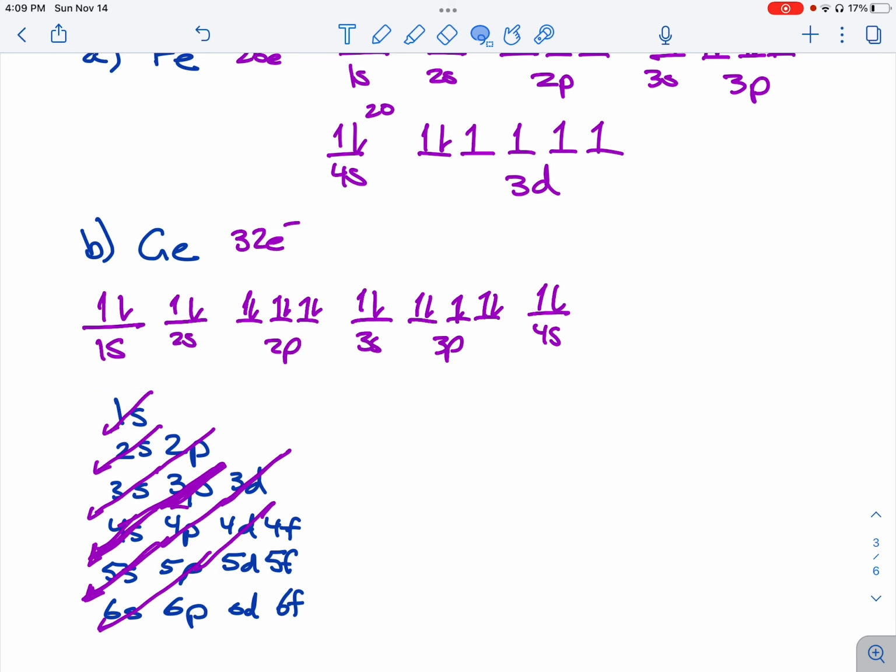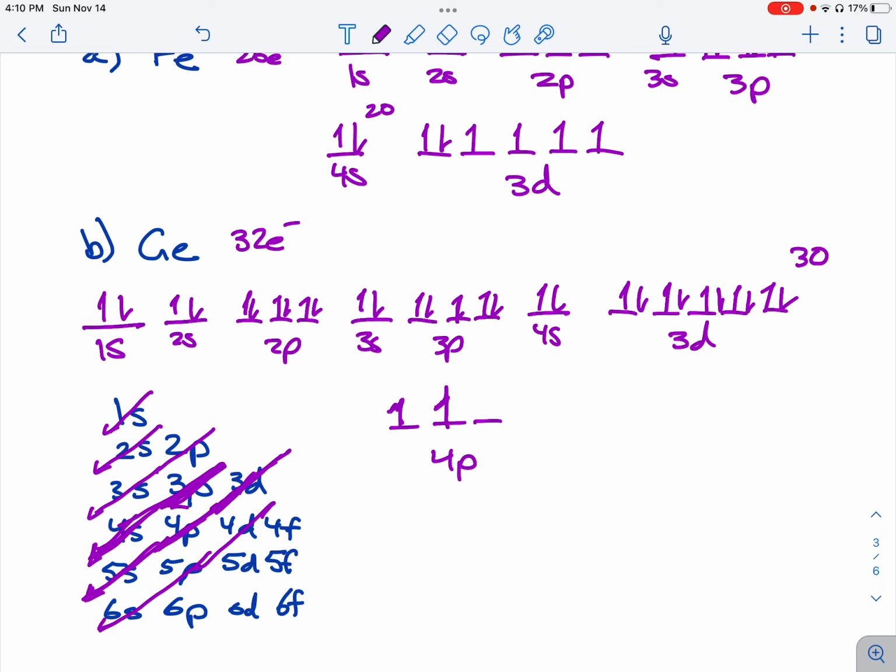And we got, after 4s comes the 3d. 1, 2, 3, 4, 5. So this is 20, 21, 22, 23, 24, 25, 26, 27, 28, 29, 30. Now after the 3d, according to our diagram, 4p is next. P's, there's always 3. And we're up to 30, we got to get to 32. So 31, 32. That's it. That's the electron configuration orbital diagram for germanium, okay?